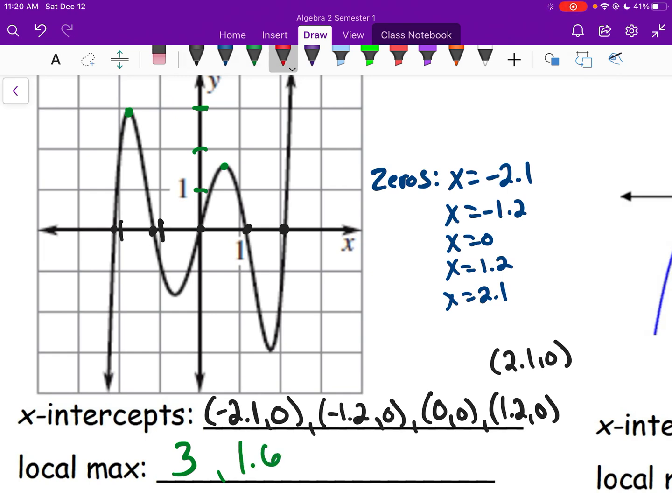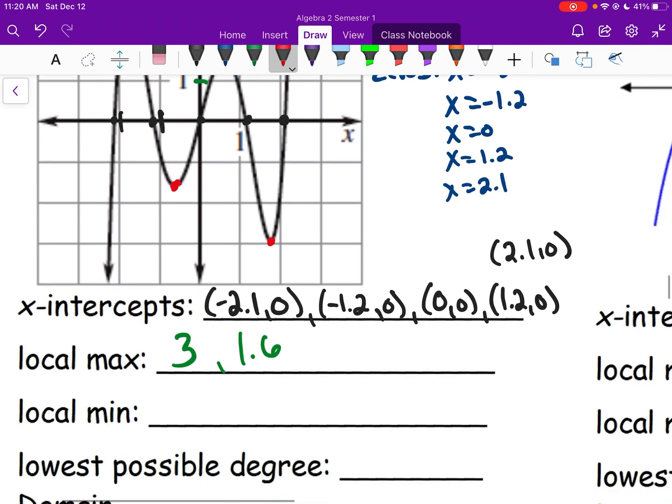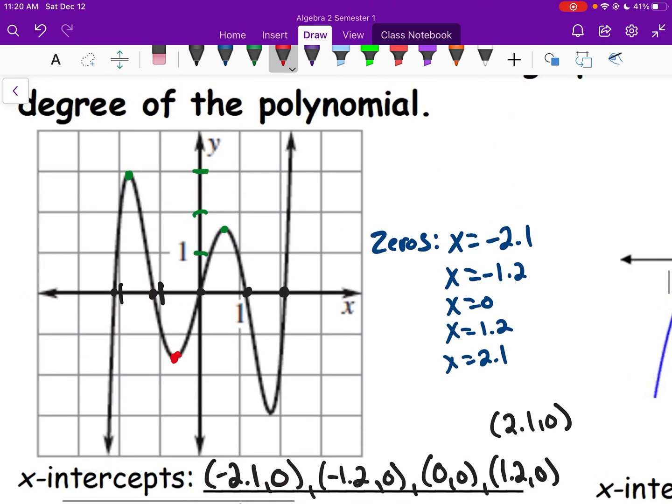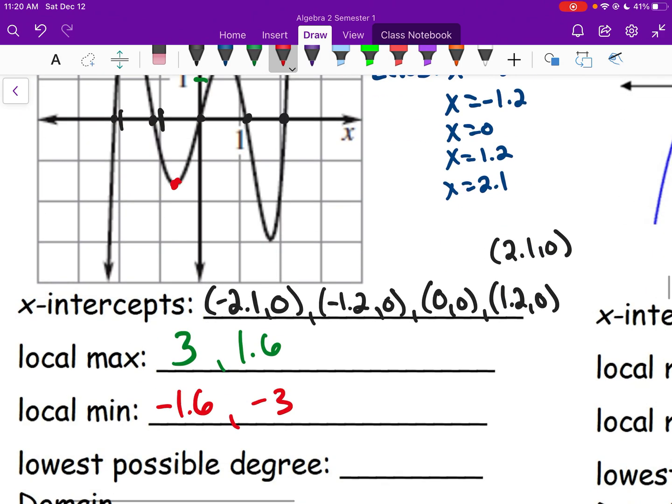All right, local minimums then. We got 2 of those as well. There it looks like it goes down between -1 and -2, a little bit beyond half, so I'm going to say -1.6. And that other one looks like it just barely touches that -3, so -3. Now I would accept -2.9 there and 2.9 for that max over there. But again, that's that little range that I'm going to be looking for.